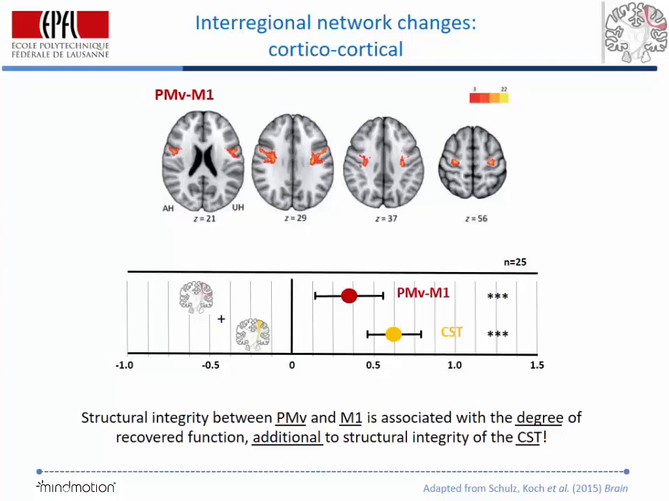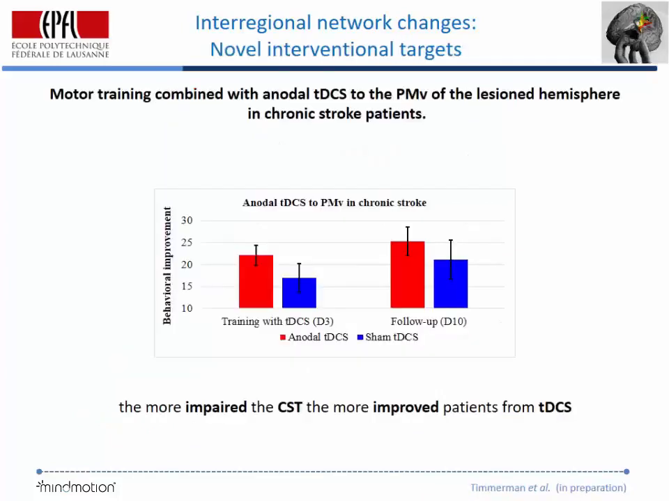recovered motor function. And then for sure you can define the PMV as a new target for brain stimulation, and I want to show you very briefly some pilot data which we acquired now. We combined 3 days of training with stimulation of the PMV, and as you can see, the patients trained more effectively with PMV stimulation, and this effect is also there at follow-up. But the most interesting thing was that the patient who had the most impaired corticospinal tract was the one who improved the most with the stimulation.